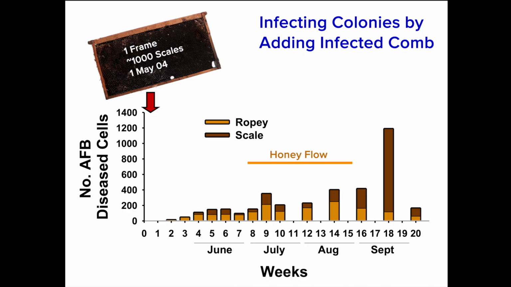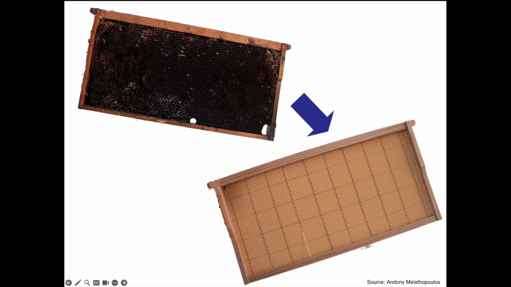This is a study that I did when I was back in Canada. One frame of 1,000 scales of AFB in a colony. If you look at the diseased larvae, they go up and up and up and up, and then the colony is dead in September, overwhelmed with American foulbrood. So the best thing to do is to get rid of the old comb and exchange it with new comb.